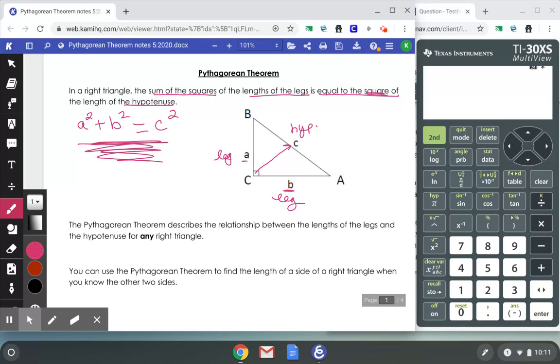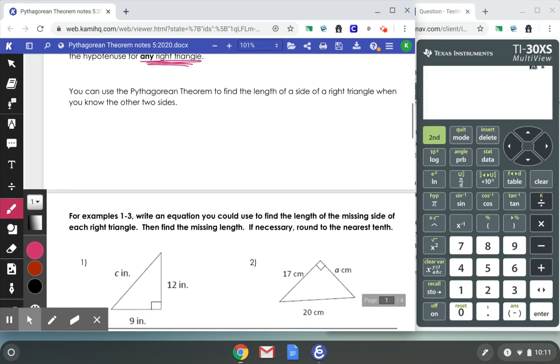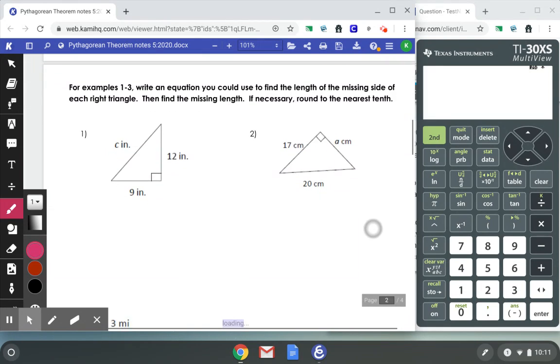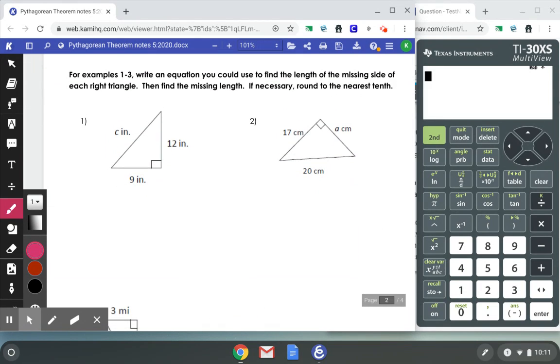It says the Pythagorean theorem describes the relationship between the lengths of the legs and the hypotenuse for any right triangle. And this only will work for right triangles. You can use the Pythagorean theorem to find the length of a side of a right triangle when you know the other two sides. And that's what we're going to do next. We're going to use this theorem to go through a couple of examples to find the missing side.